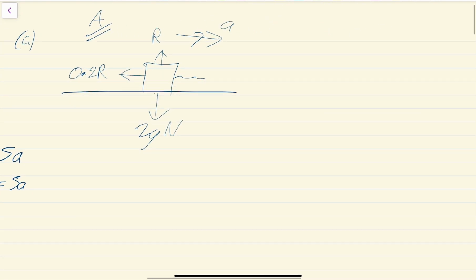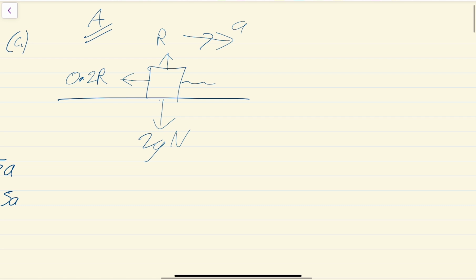We want to find what happens. So I've done a new diagram. This is just my block A. Now notice it's accelerating. This a is different than what it has been. This 0.2r is going to be the same as what it was, because it's still moving. But notice this wee string, I haven't done a straight line, I've done a wiggly line here to show that there's no tension in this string.